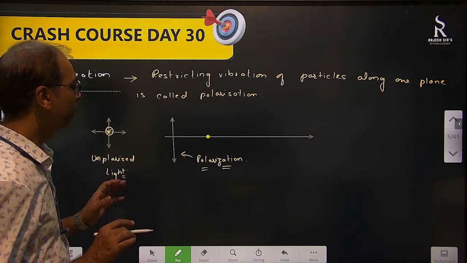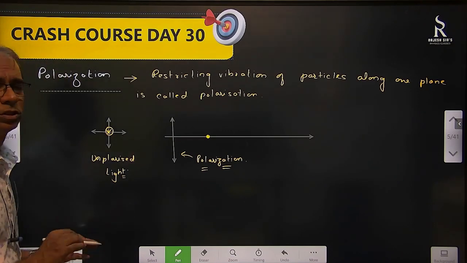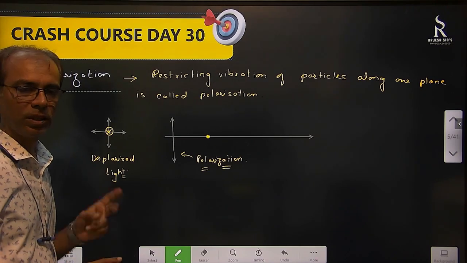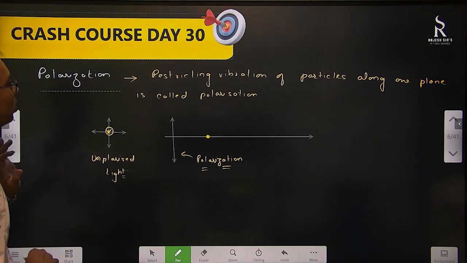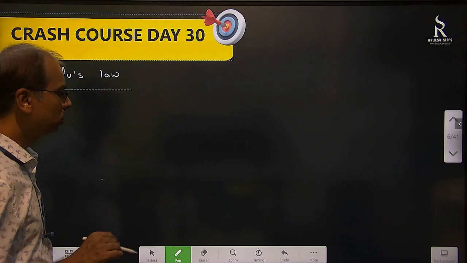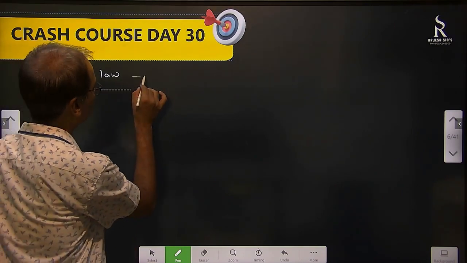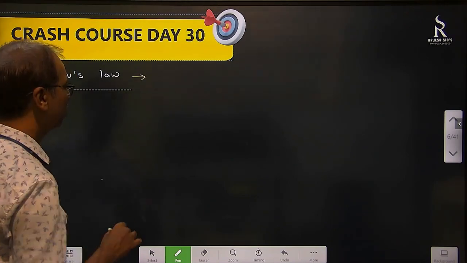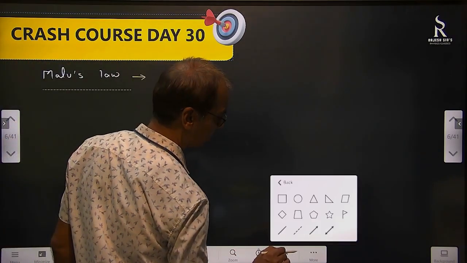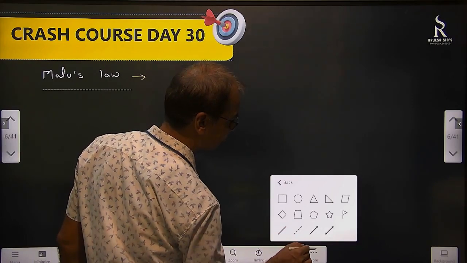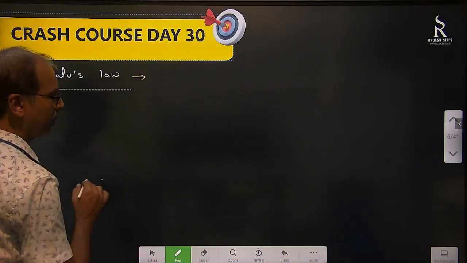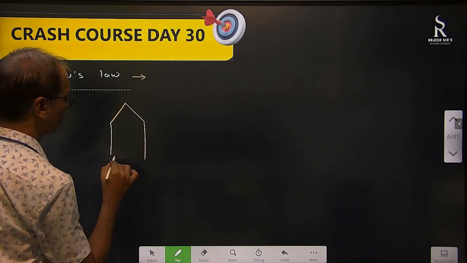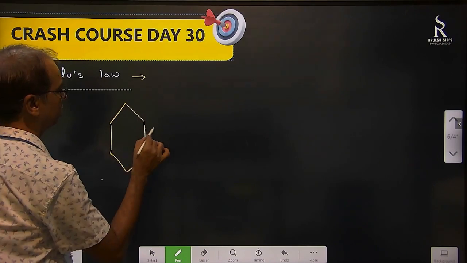So there are two processes through which we do it. One is Malus's law and another one is Brewster's law. These two only we have in our syllabus. So let's talk about Malus's law first. Malus's law says there are certain devices called polarizers. Polarizers have a particular shape. We make polarizers like this. This is a polarizer.